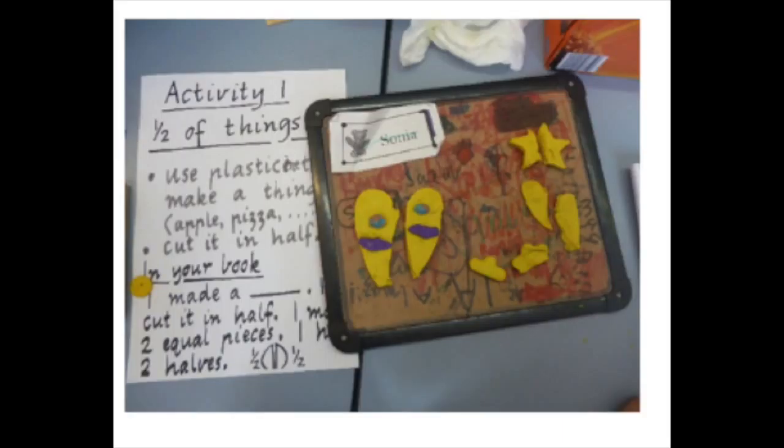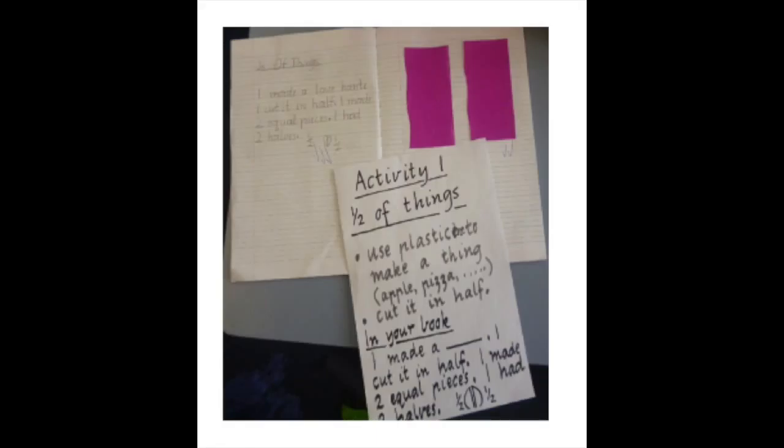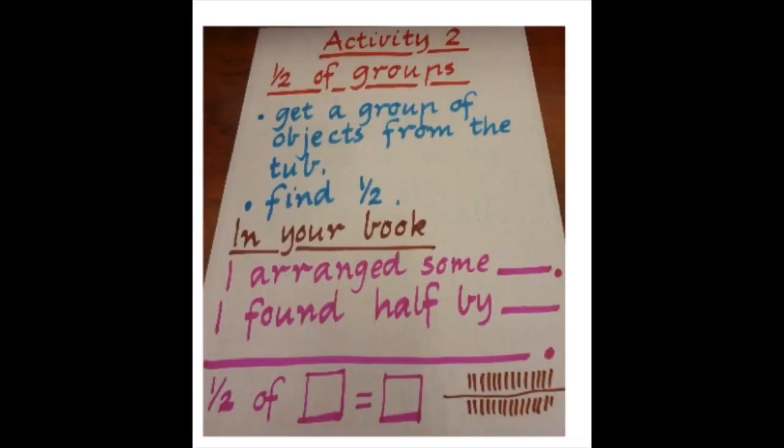For activity number 2, half of groups, the students had to get a group of objects from the tub. They had to find half. In their book, they had to write, I arranged some, for example, Unifix. I found half by, and they had to write how they found the half by using mental strategies. And then they had to write half of, for example, 4 equals 2, and draw it in their book. The students did well for this activity, but they did not write anything in their books. They mostly used the hammering shapes activity to make a symmetrical picture.